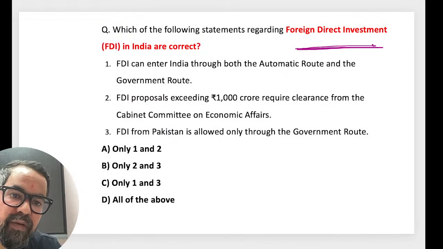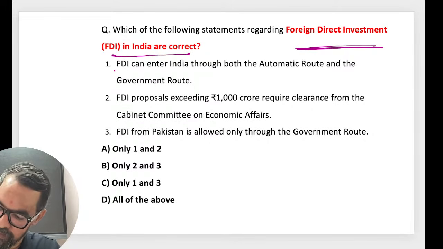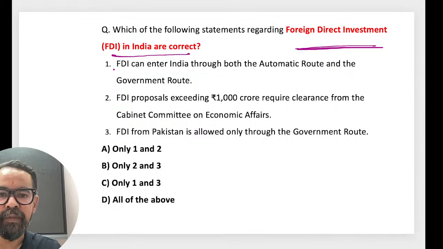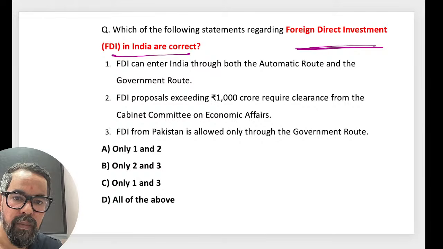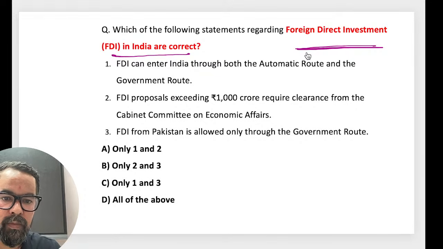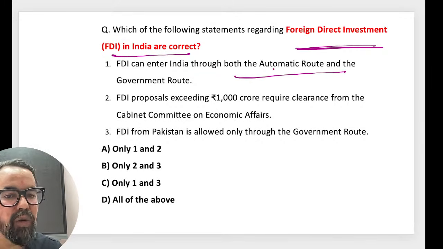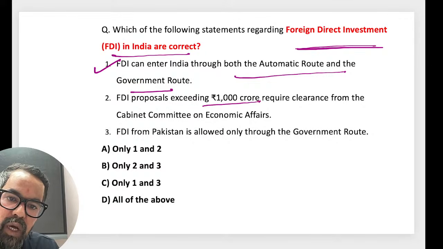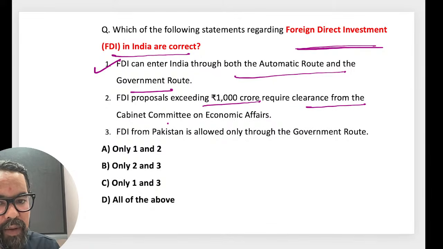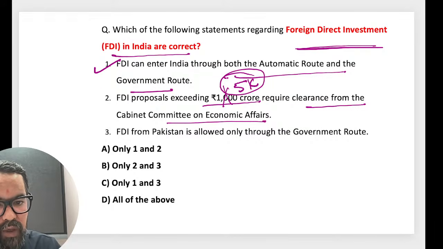Next one. Foreign Direct Investment, okay, FDI, are correct. All right, so what will be your correct answer? FDI can enter through the automatic route and the government approval route, 100% true. FDI exceeding 1000 crores requires clearance from the Cabinet Committee of Economic Affairs. It is not 1000, it is 5000 crores.